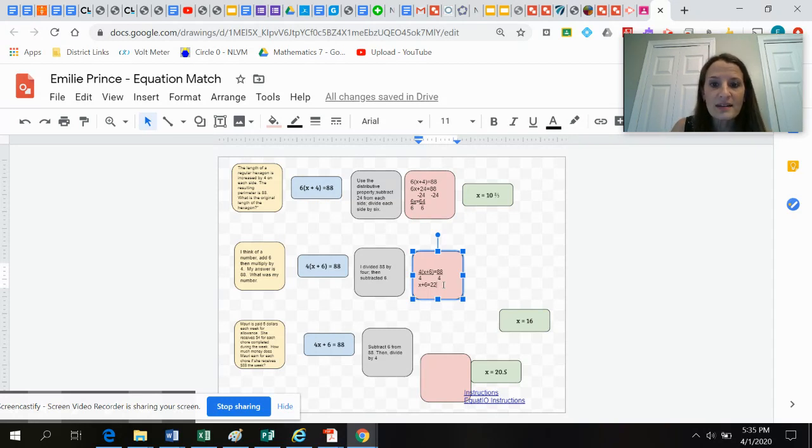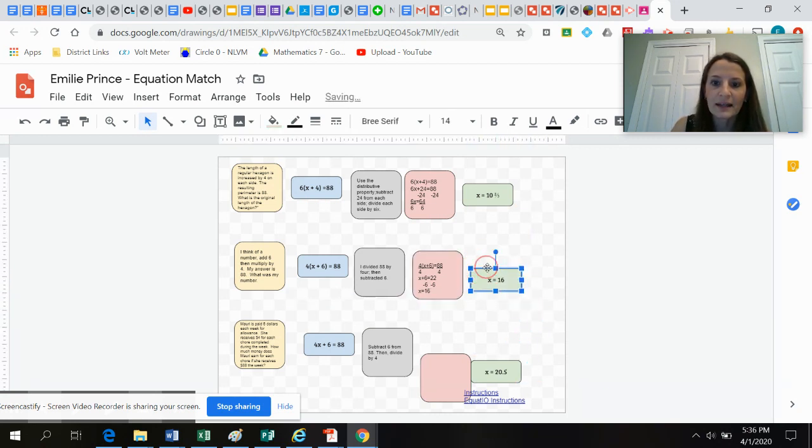All right, and then it says the next step is to subtract 6 from both sides. So let's subtract 6 and show that step. So x equals 22 minus 6, which is 16. So my solution is x equals 16. Perfect. I like this task. All right, and let's do the last one.